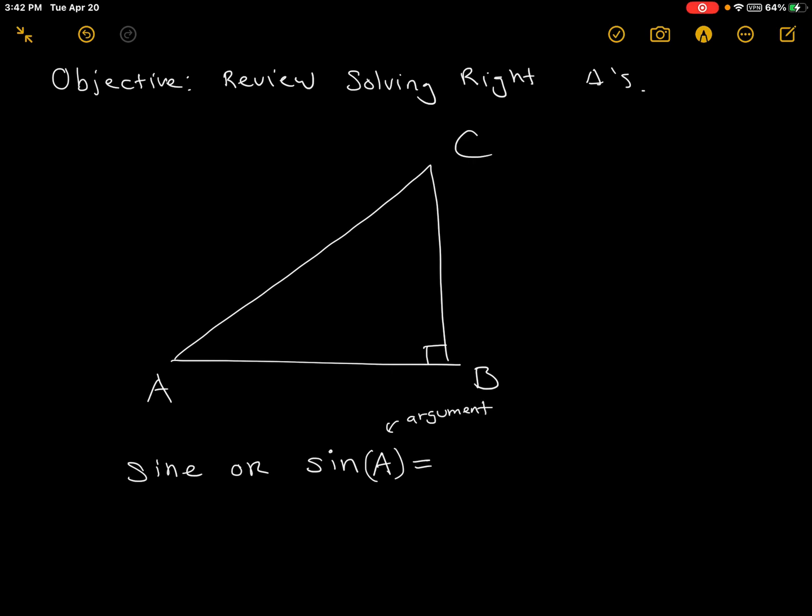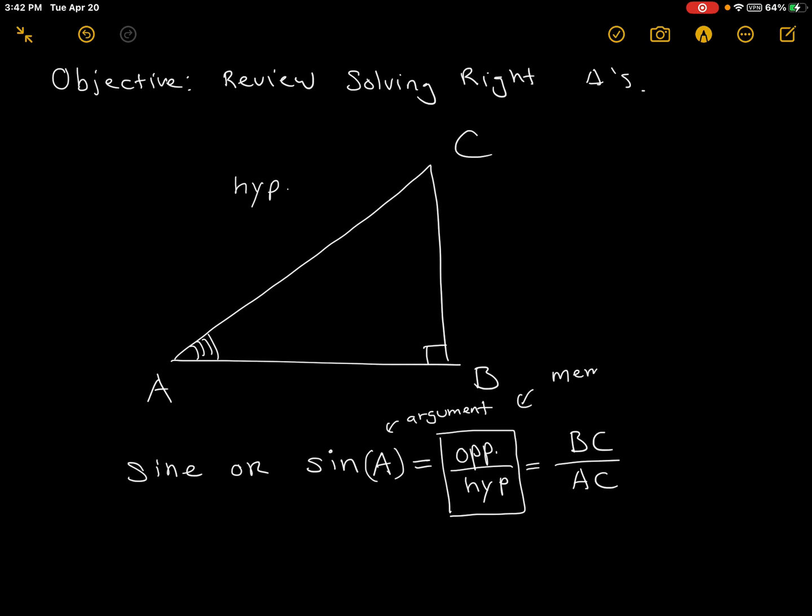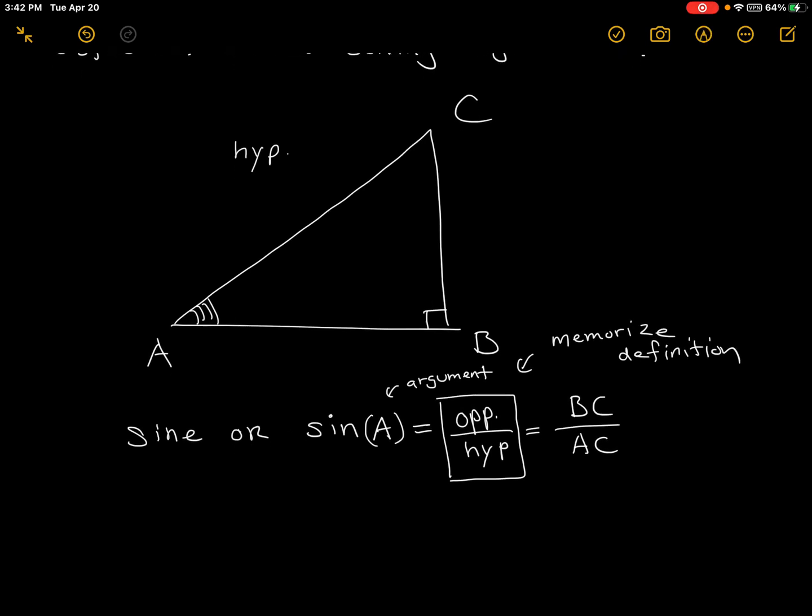If you remember from Math 2 or geometry, sine of angle A is opposite over hypotenuse. The hypotenuse is always the side that's opposite the 90-degree angle, so that's going to be AC. The opposite side of angle A would be side BC. So your sine is defined as opposite over hypotenuse. This is something I would memorize, the definition, because every single triangle is labeled differently, so I would not just memorize BC over AC. Memorize the definition.